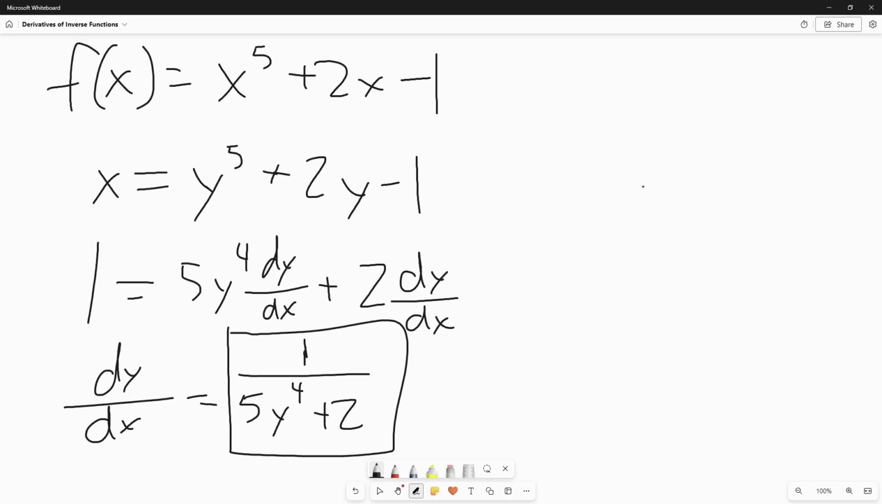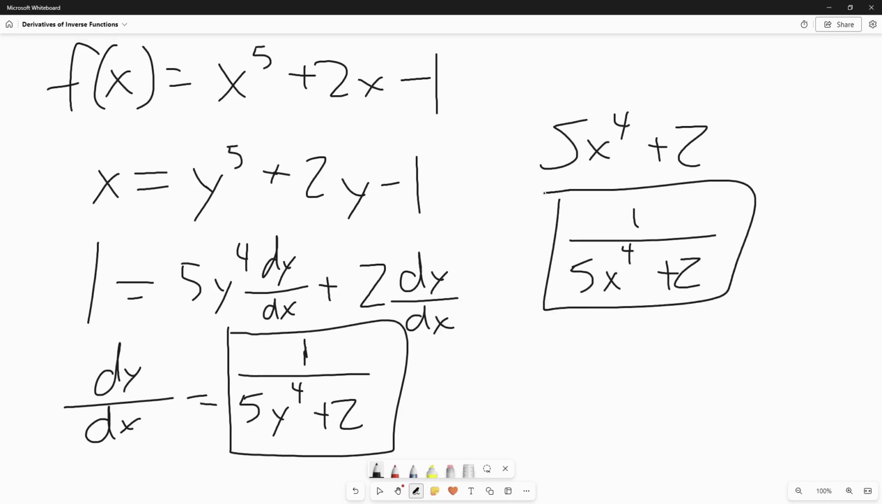And now let's do the second method, where we just find the derivative of this and then take the reciprocal of that. So the derivative of this will just be 5x to the power 4 plus 2, and then we just take the reciprocal of that, so 1 over 5x to the 4 plus 2. And you can rewrite this as 5y to the 4 because it's the inverse function.